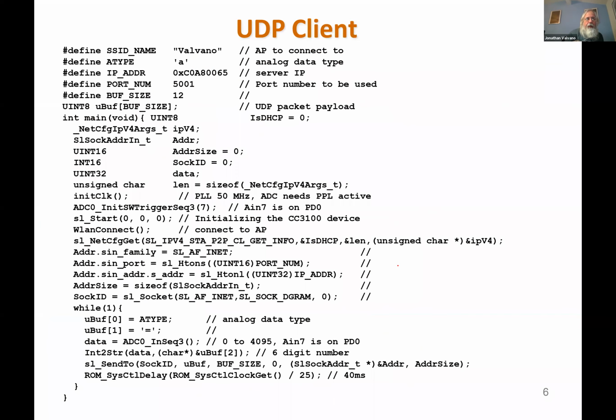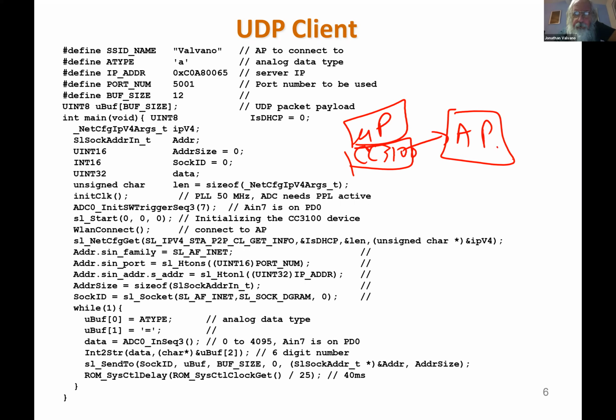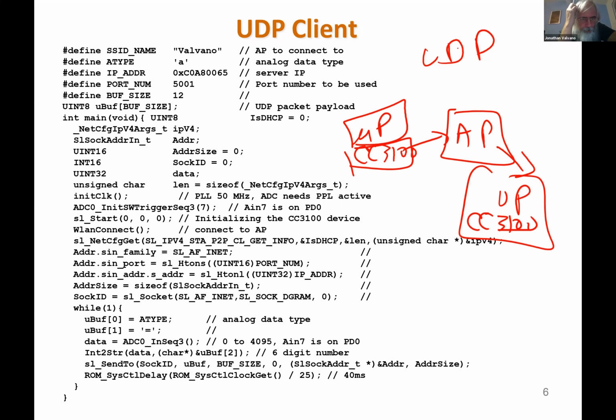All right. So I've got a couple of examples here. Here's a UDP point-to-point example. This particular hardware has a microprocessor and a CC3100 access point connected to a second microprocessor and a second CC3100. And basically I'm streaming data over UDP.